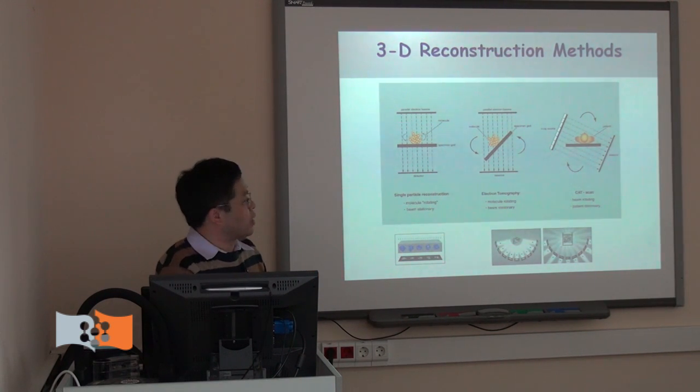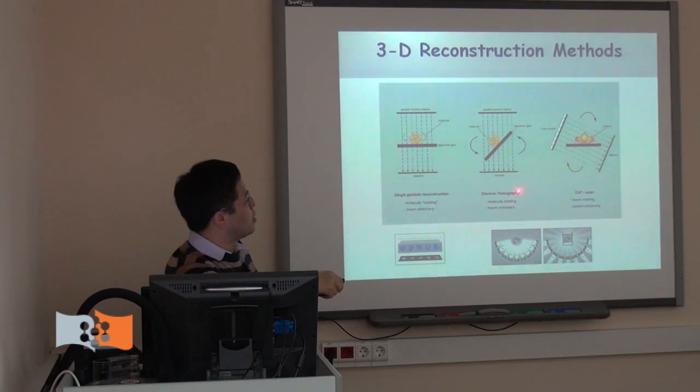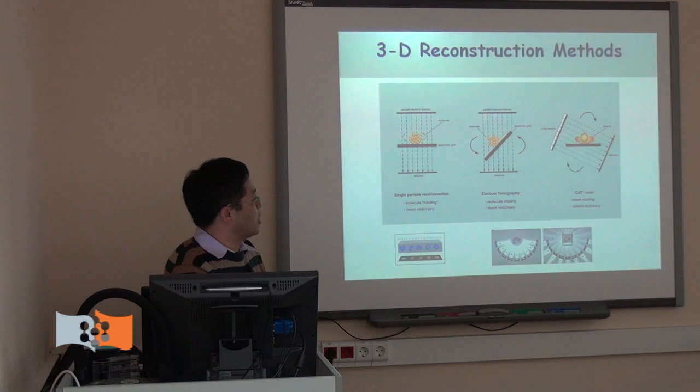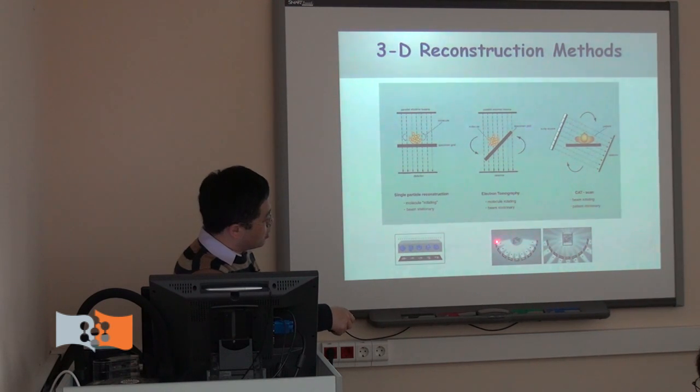So in the electron microscopy area, the electrons cannot tilt. The electrons always go through from top to bottom. So alternatively, we can tilt our sample in different projections. So basically, you get a 2D projection image from different angles.